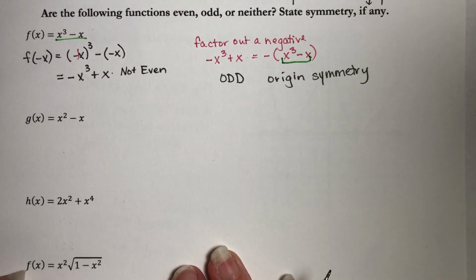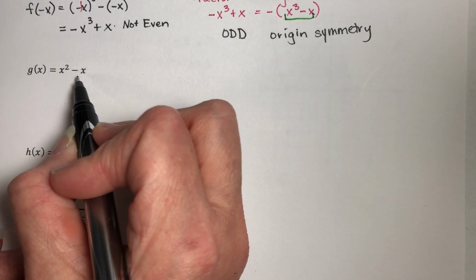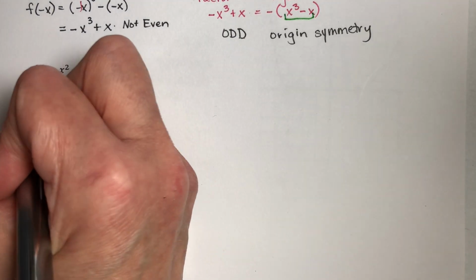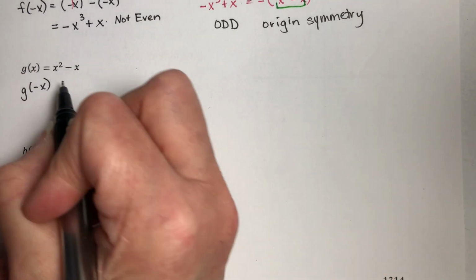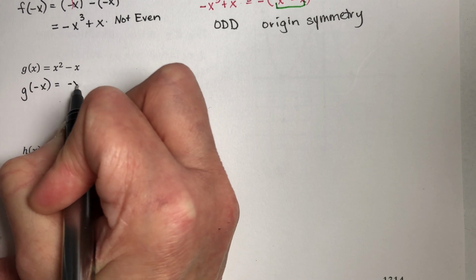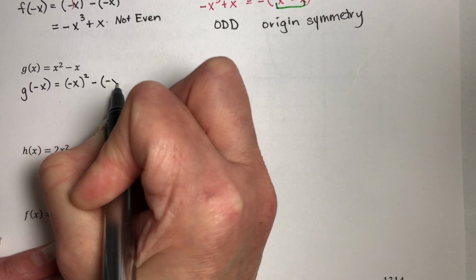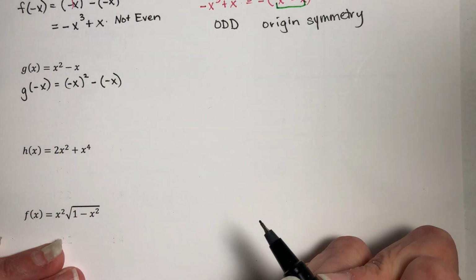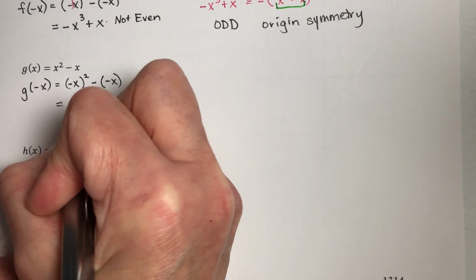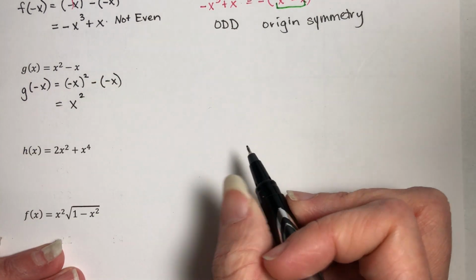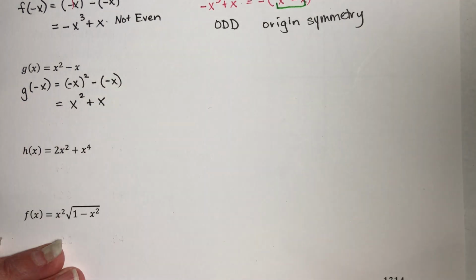Okay? So let's do the same thing with g of x equal to x squared minus x. We need to find g of negative x and see what we get. Okay, so I have negative x squared minus a negative x. Well, negative x squared is x squared, because negative 1 squared is positive 1. Minus a negative x is plus x.